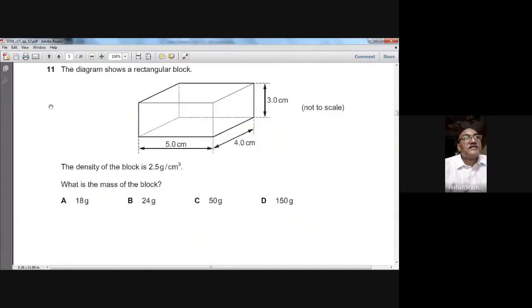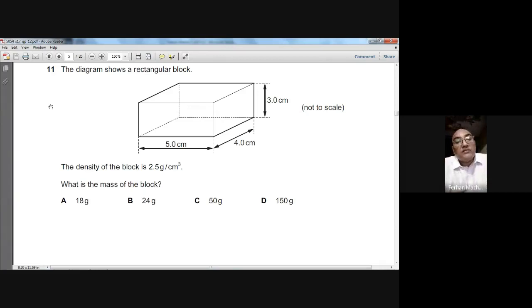Okay, next question is 11 on your diagram. The diagram shows a rectangular block. The density of the block is 2.5 grams per centimeter cube. What is the mass of the block? Here the dimensions of the rectangular block are given. The length is 5 centimeter, the width is 4 centimeter, and the height is 3 centimeters.